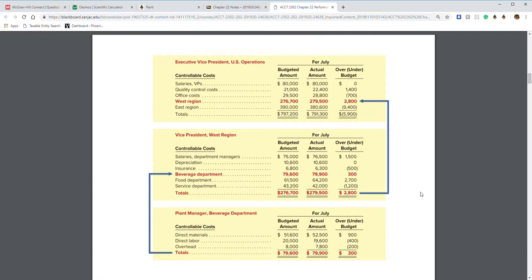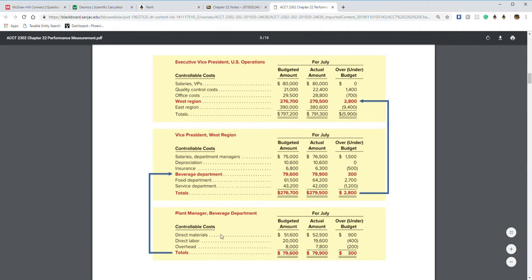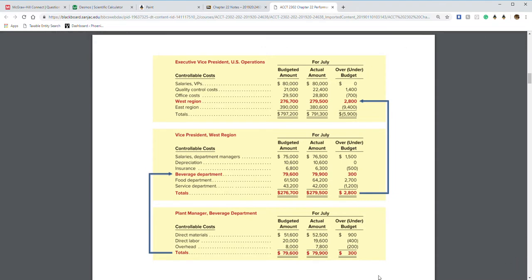Anyway, this graphic right here shows the performance reports, and let's start at the bottom. The bottom's a little bit easier. So here's our plant management, and this is something that we've done. We've got our controllable cost, and there's our big three. Here's our budget amount, and here's our actual. And this is our over/under. We actually did good in labor and overhead, but materials, not so much. So that would have been a question for this manager. And we're 300 basically over. Their totals are going to jump up here.